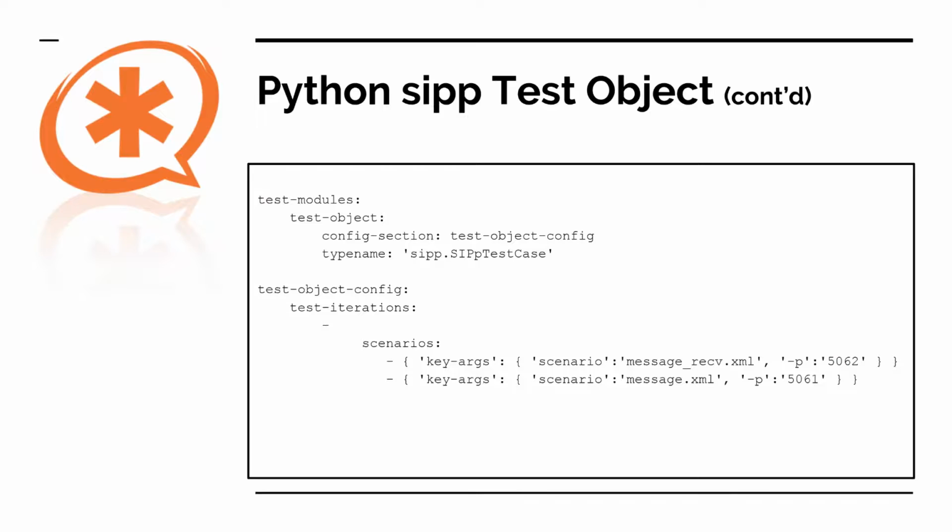So this is actually all a complete YAML file. So description, summary, dependencies, like I said. And then this is the actual test itself. So for a test object, we say we want to have a SIP test case, and these are the scenario files we're going to run. So we give the actual file names and ports to run them on, and that's the complete test.